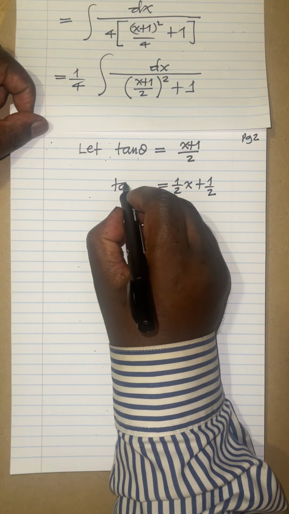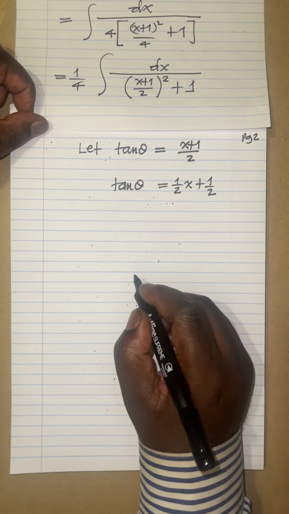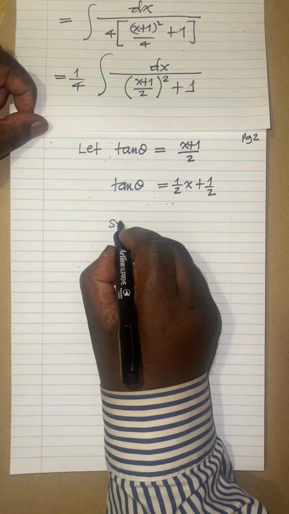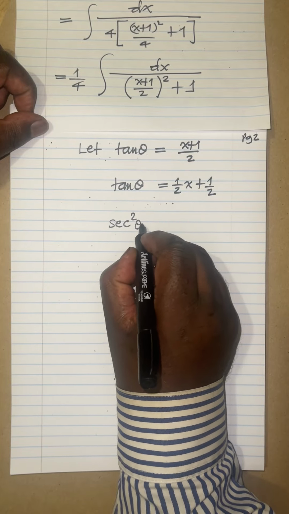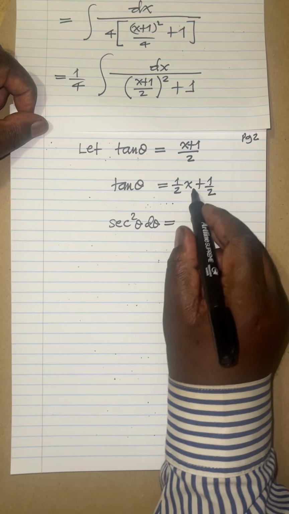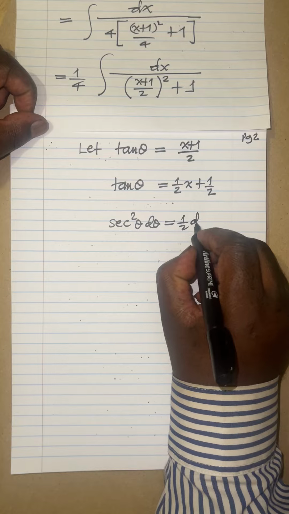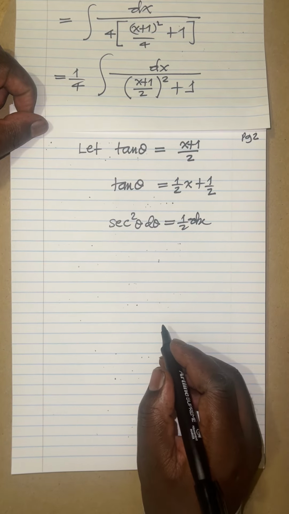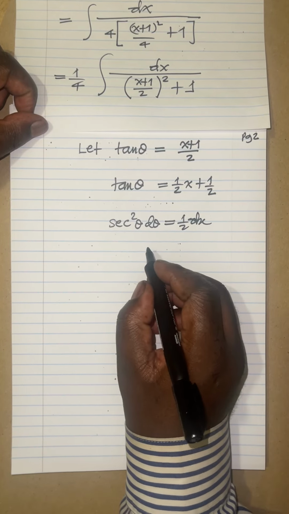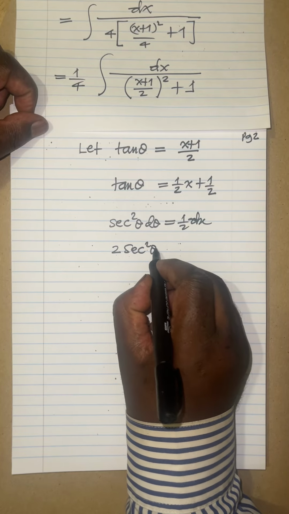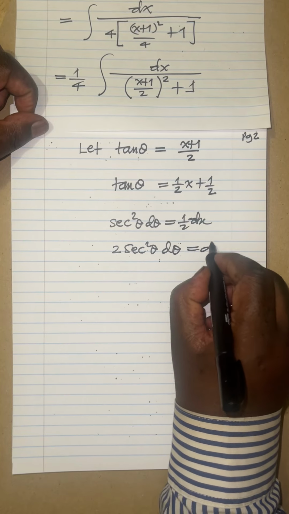And we have tan theta is equal to that. Now we differentiate both sides. Derivative of tangent, we obviously know that it's sec squared theta d theta, and equals derivative of x is 1, and I'm just going to have half dx. Derivative of half is 0 because it's a constant. Multiply by 2 both sides, you're going to get 2 sec squared theta d theta equals dx.